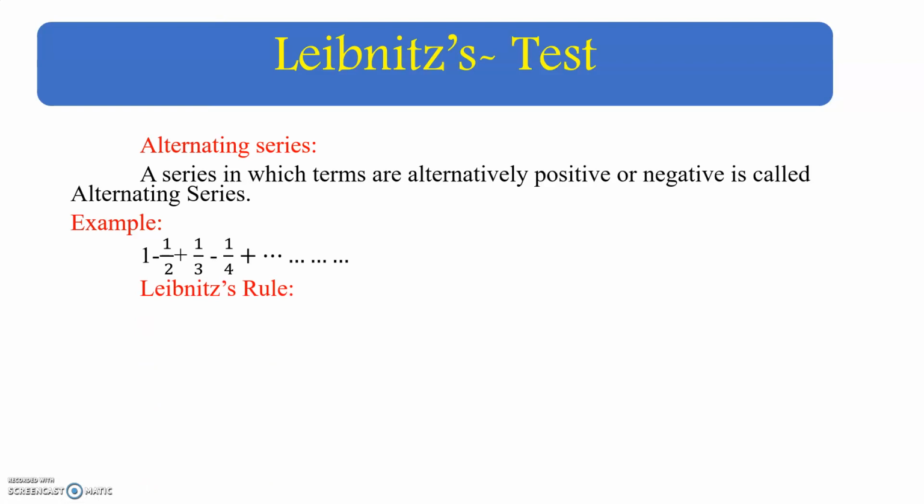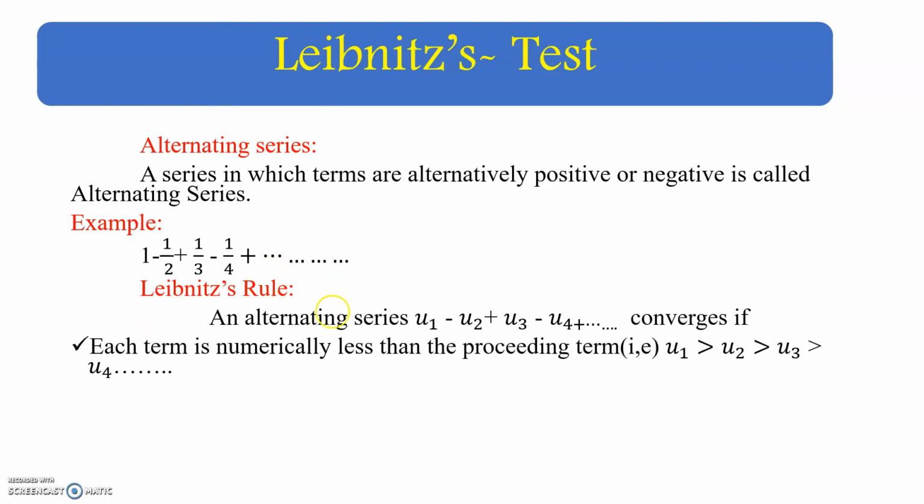Next, Leibniz rule. In alternating series, u1 minus u2 plus u3 minus u4 etc. converges if each term is numerically less than the preceding term, that is, u1 is greater than u2, u2 is greater than u3 etc. up to nth term, and limit n tends to infinity, un is equal to 0. So these are the two conditions.